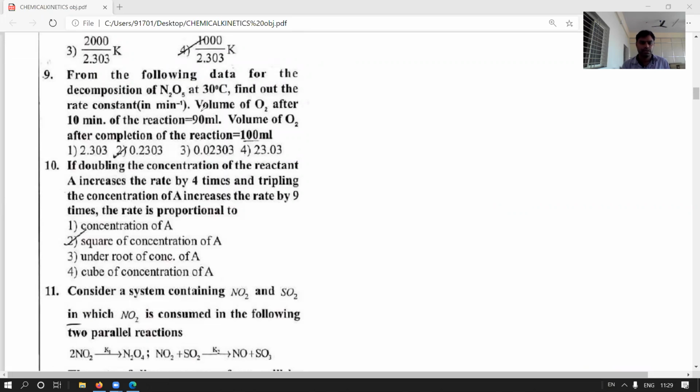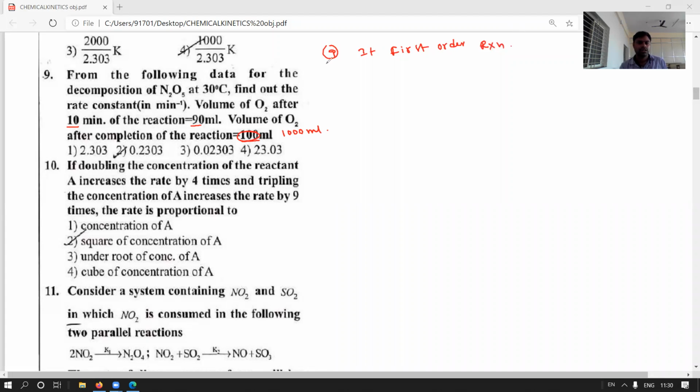9th question. Actually the scheme in the question is wrong. They gave that at time 10 minutes the volume of O2 is 90 ml, and the final volume of O2 formed in the reaction is not 100 ml, it is 1000 ml. Okay, final volume of O2. So this is the decomposition of N2O5, which is a first order reaction.